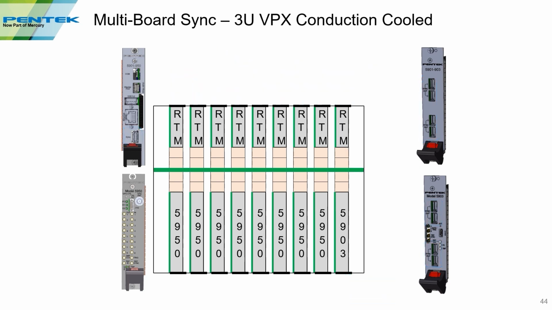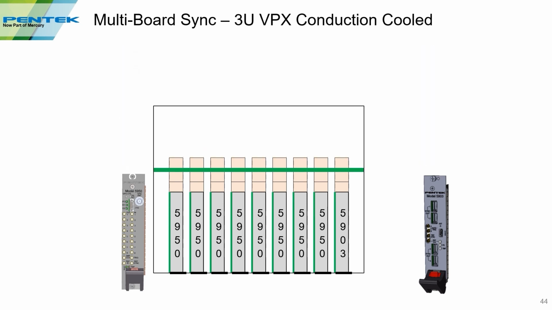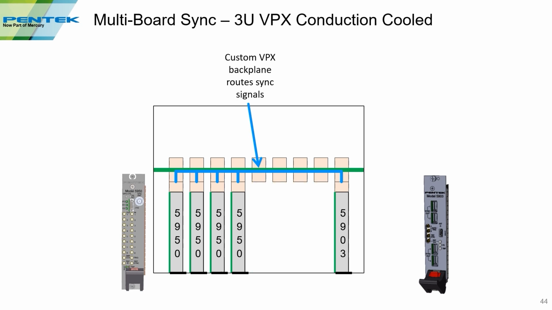This looks a little different in a conduction-cooled chassis. In a conduction-cooled chassis, you don't have the option for RTMs, so you can't use those for doing the synchronization wiring. What typically happens is those synchronization signals are routed right within the copper of the backplane. And if you remember, the 5903 has 4 outputs coming out the back, so you're looking at 4 5950s being synchronized. This is pretty typical in a conduction-cooled environment.